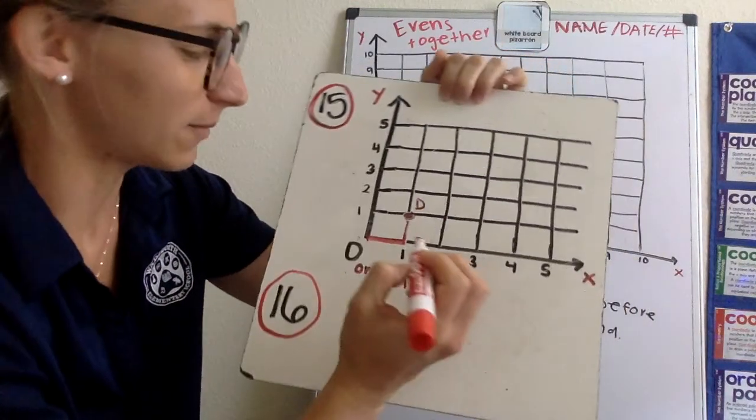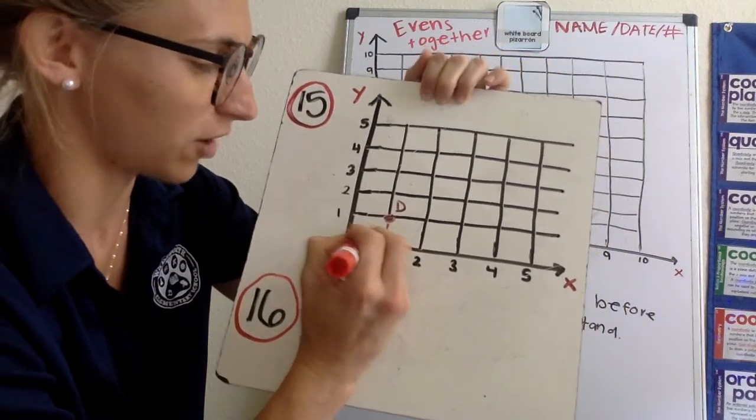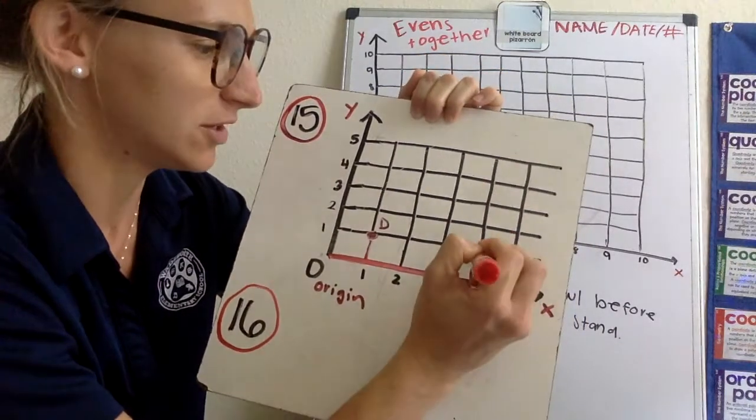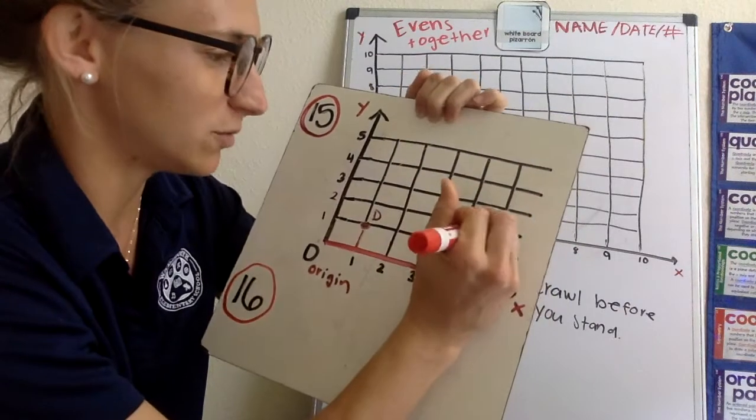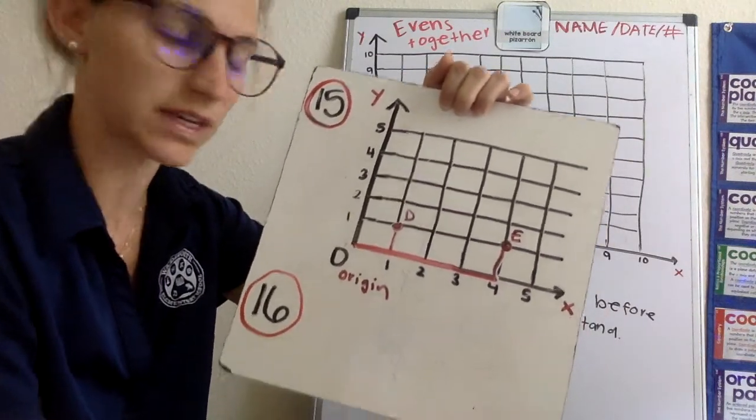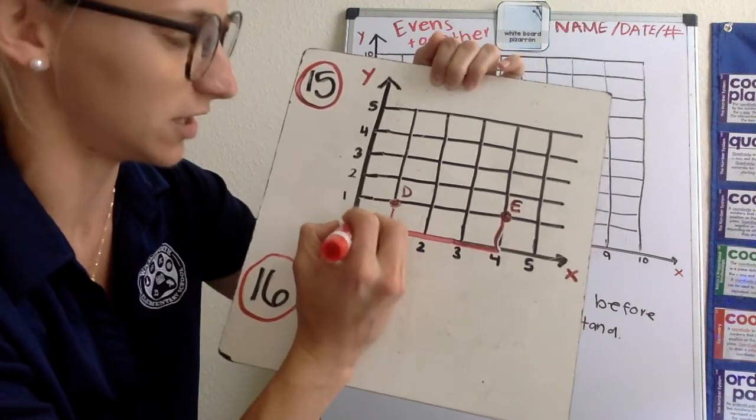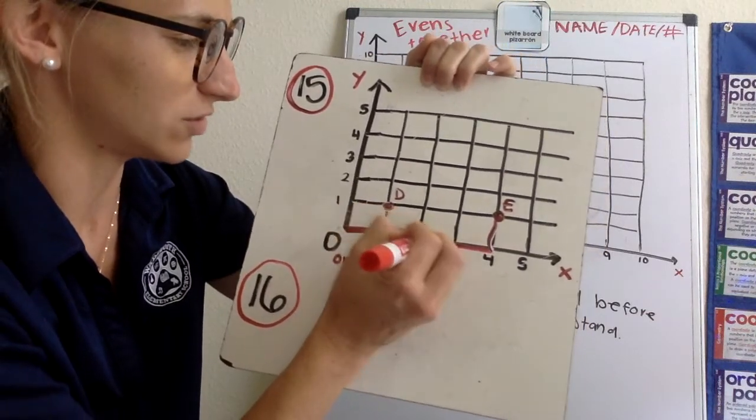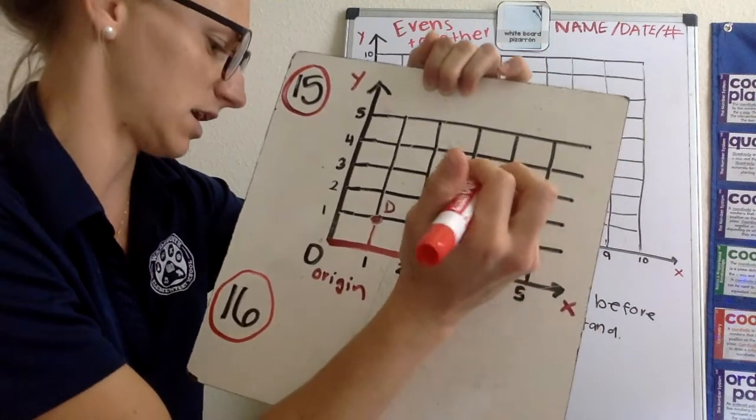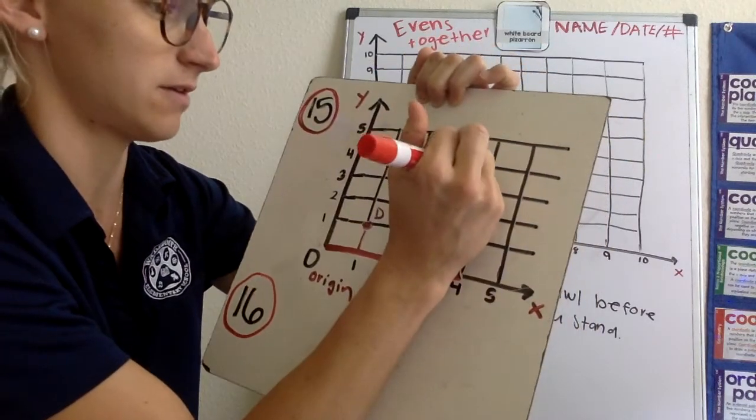All right, 4, 1. We start at 0. We're going to crawl 4, 1, 2, 3, 4. And we're going to stand up just 1. And that's going to be E. Next one is F, which is 3, 3. We're starting at the origin, the OG. We're crawling 3, 1, 2, 3. We're standing 3, 1, 2, 3. That's going to be F.